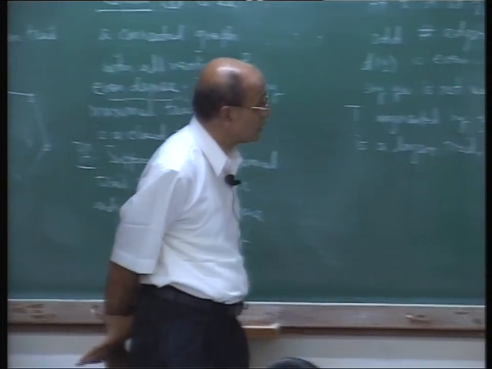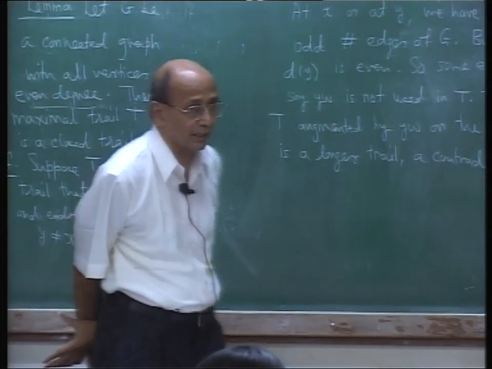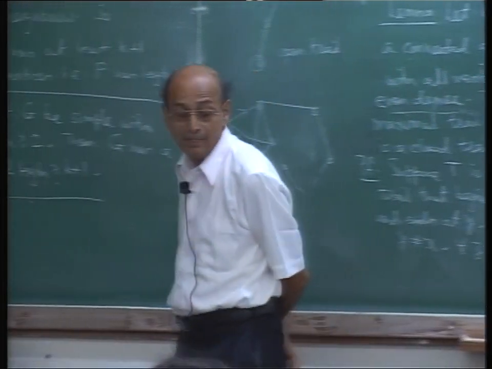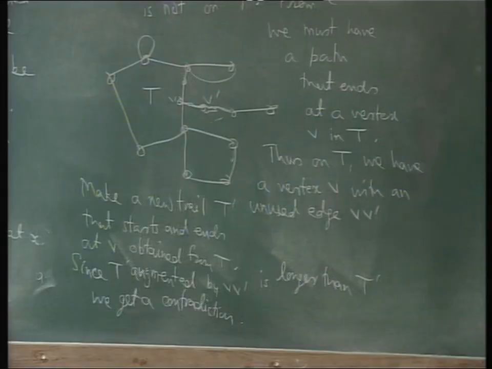So this is sort of a stronger assertion. Any maximal trail in a connected graph with even degree is an Eulerian circuit.